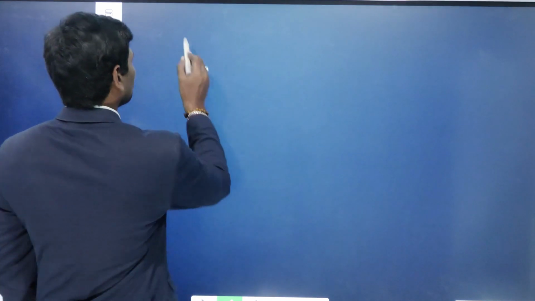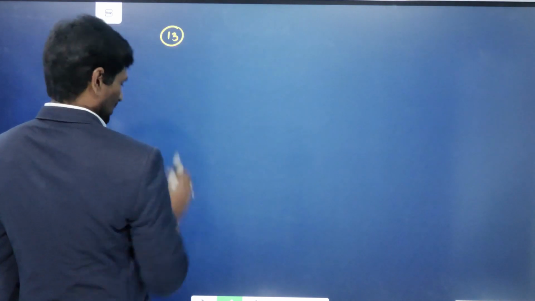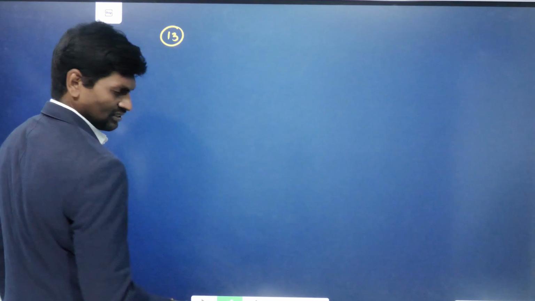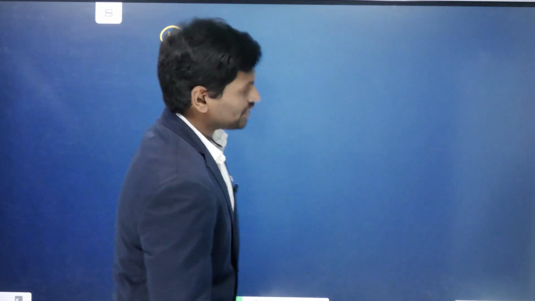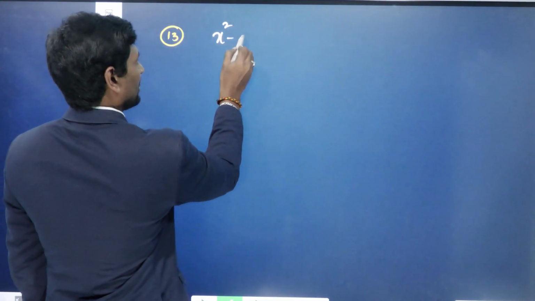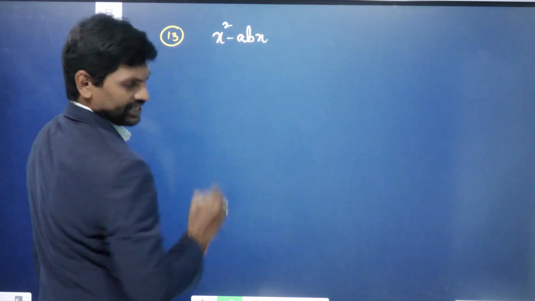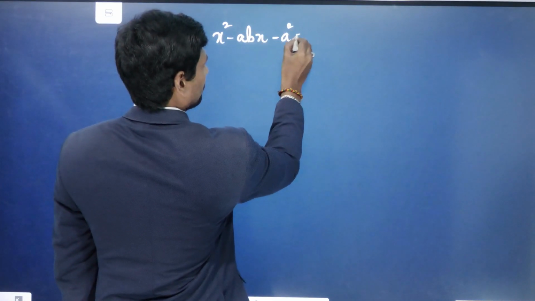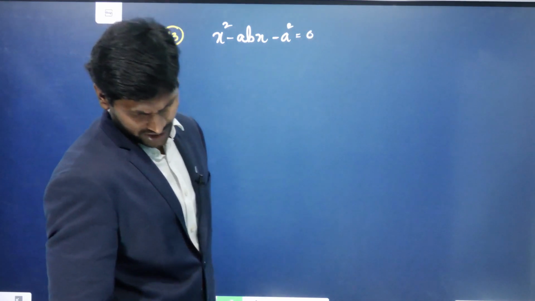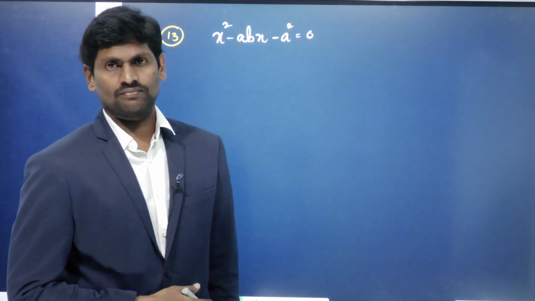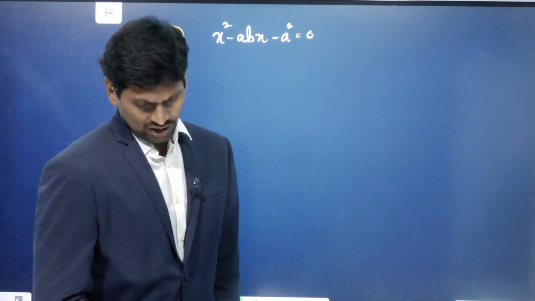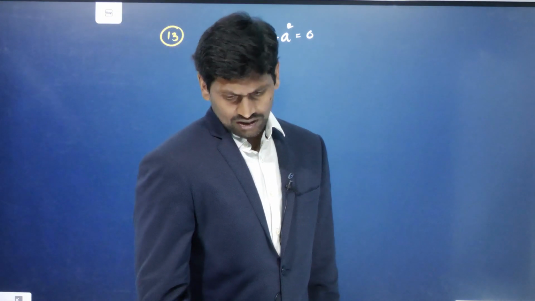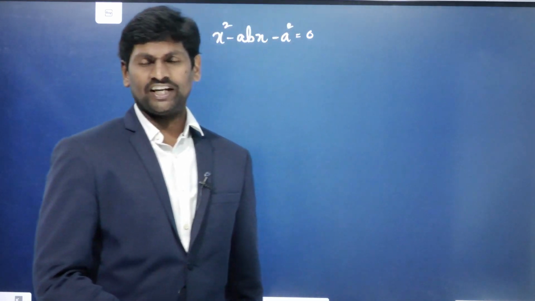So if the equation is in the form of x square minus abx minus a square equals to 0, this is the quadratic equation. This equation has which type of roots actually? Both are opposite or both are negative.